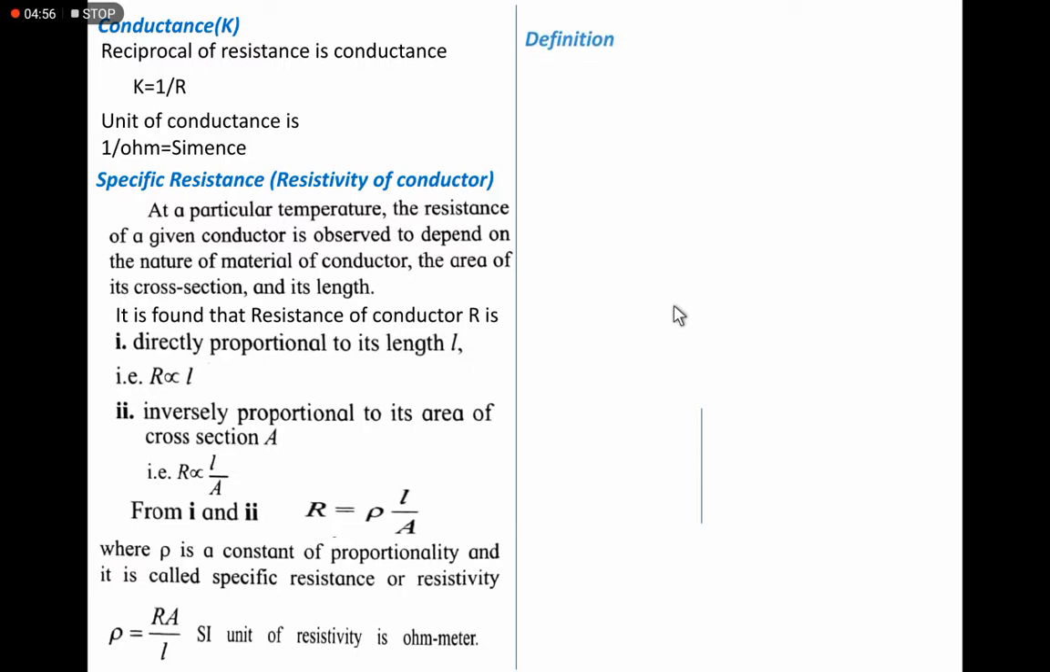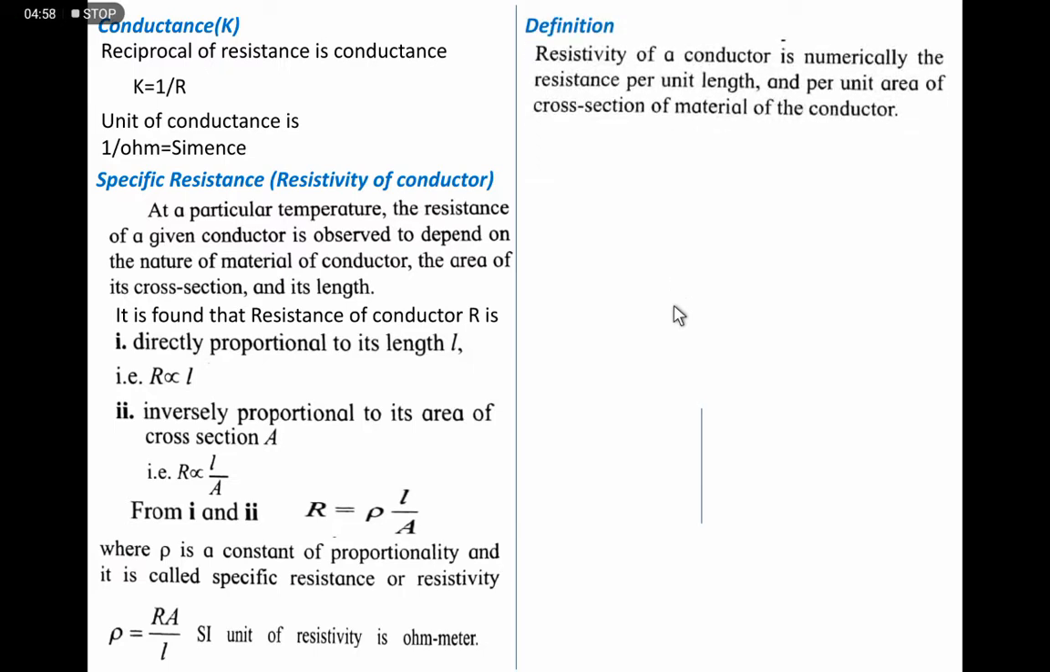Then the definition of specific resistance or resistivity. The resistivity of the conductor is numerically the resistance per unit length per unit area of cross section of the material of the conductor. This way we can define the resistivity.